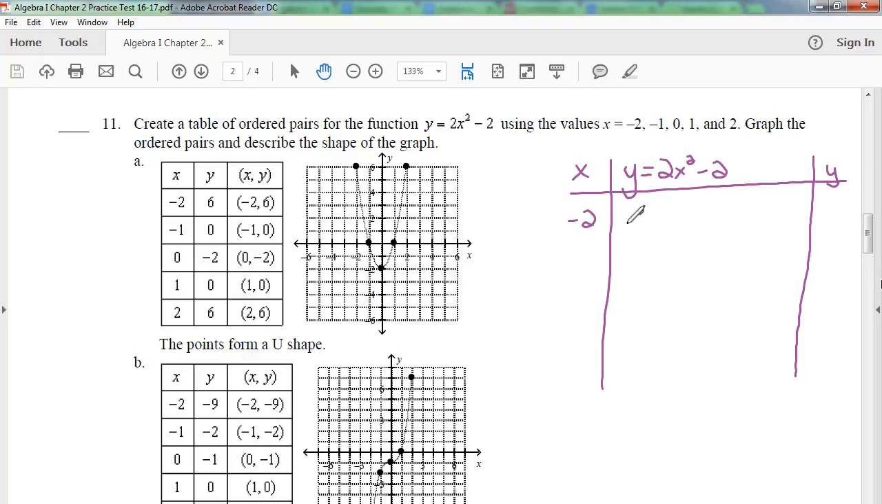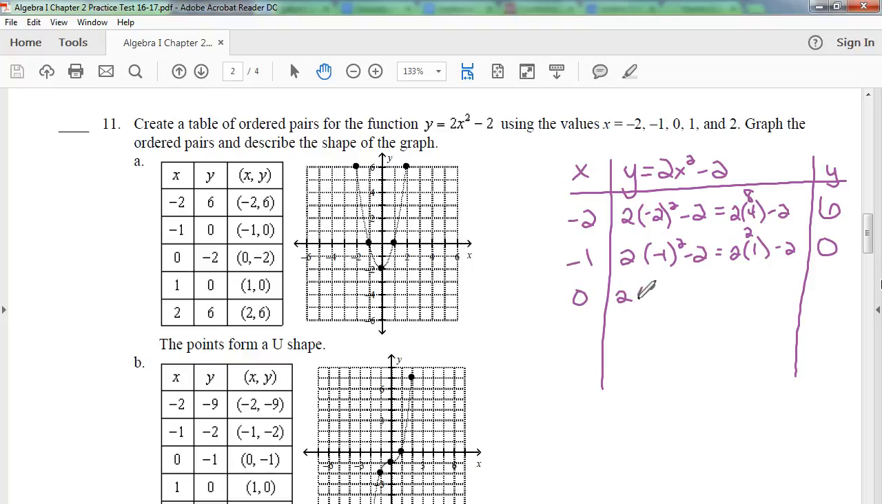Our first x value is -2. So if we have 2 times -2 squared, first would be this exponent, so that's 2 times 4 minus 2. And that's 8. 8 minus 2 would be 6. For -1, we have 2 times -1 squared minus 2. -1 squared is 1. 2 times 1 is 2. 2 minus 2 is 0.